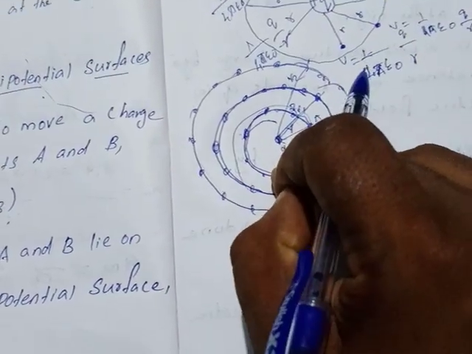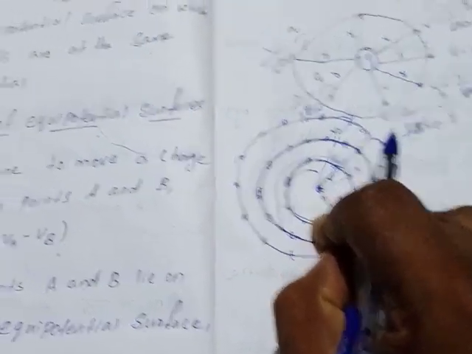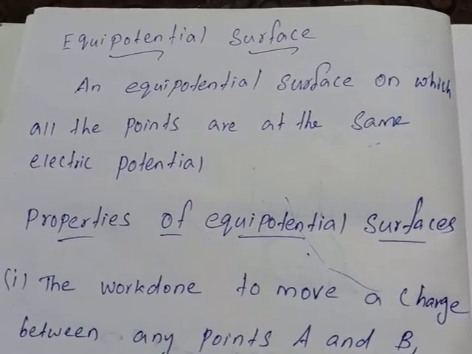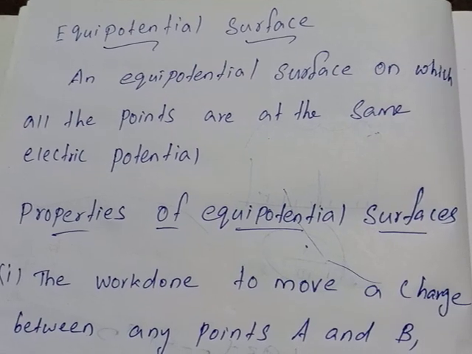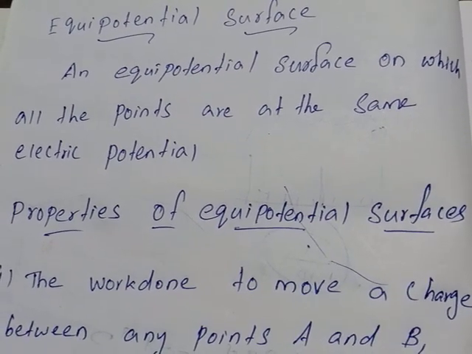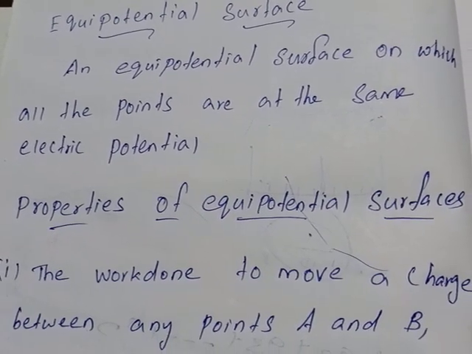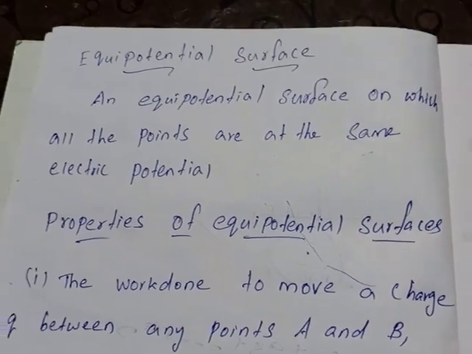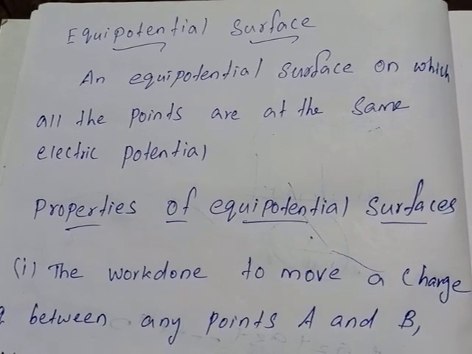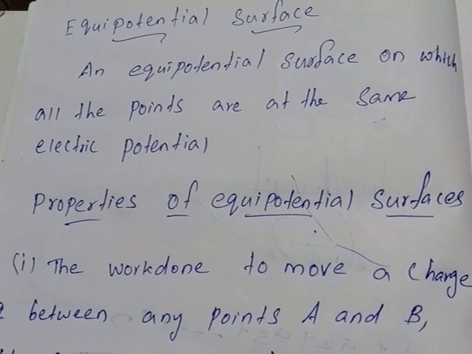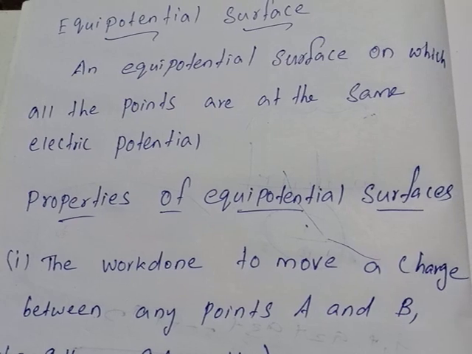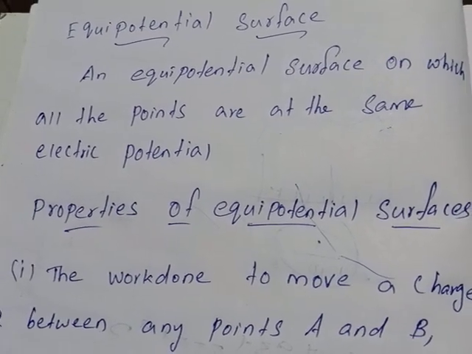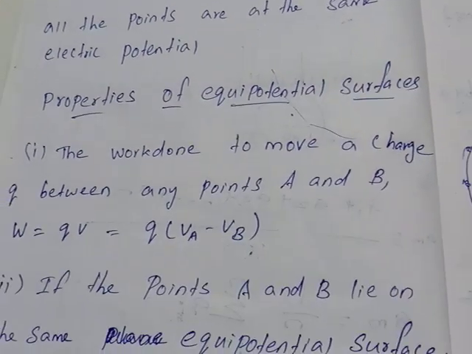This is what we call an equipotential surface, and you can see the definition. Equipotential surface means a surface on which all the points are at the same electric potential. I believe that you have understood this concept of equipotential surface.